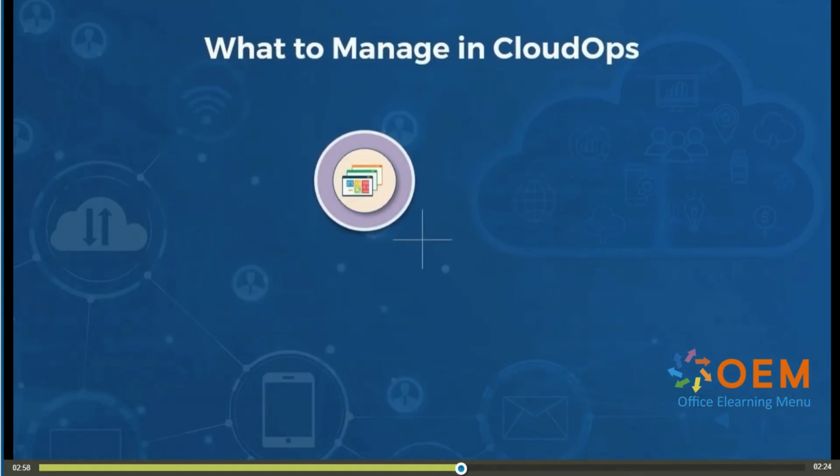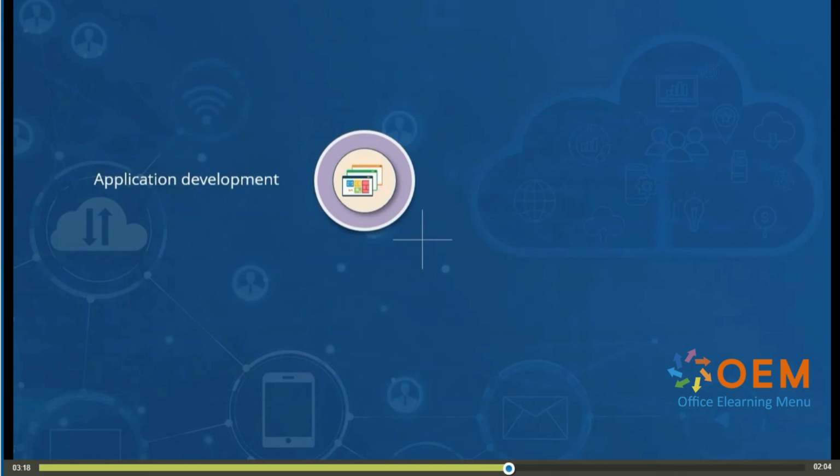Now we need to understand what to manage in CloudOps. That is, we will derive the essential elements that need to be continuously managed by a CloudOps practitioner to ensure optimized service delivery. It starts with supporting the application development environment that should be enabled by cloud infrastructure, and it should be driven by efficiency in the application platform.